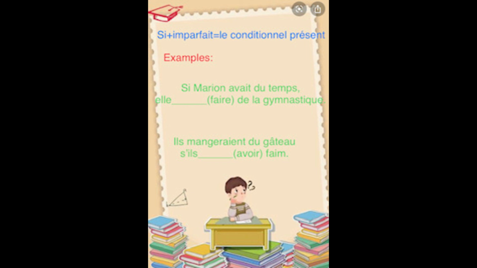The next is whenever the part of the sentence with si has imperfect tense, the second part of the sentence always takes up conditional present. Friends, as we know, conditional present is the tense which has the base of future and endings of imperfect. Now, let us take a few examples.